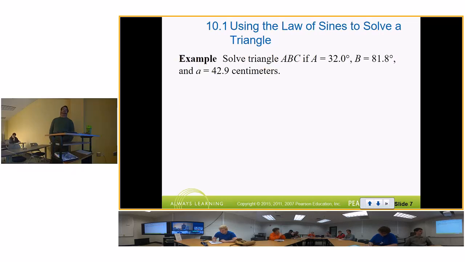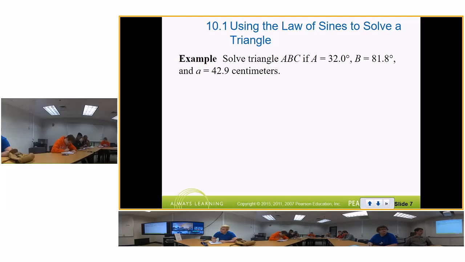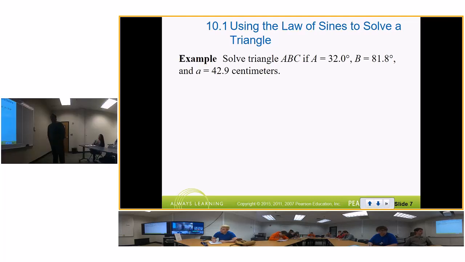Solve a triangle ABC if A is 32, B is equal to 81, and A is equal to 42. Now I want you to draw a picture. Now, do you have to worry about scale? No, you just draw a triangle. Okay? You know that one angle is 32. You know the other angle is 81, so you know what the third angle is because they're equal to what? 180. 180. So you know that.